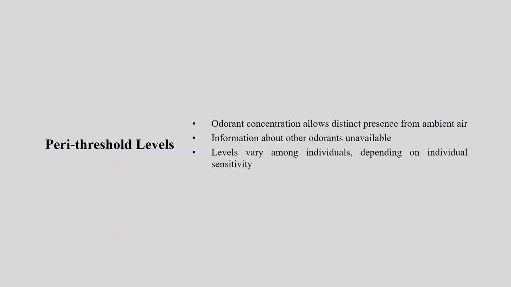Now, when we are talking about peri-threshold, that is the odorant concentration that allows a distinct presence to be detected from the ambient air. Information about other odorants is unavailable. Levels vary among individuals depending on individual sensitivity. It is not the same for everyone. I may be very sensitive to a particular fragrance, however my colleague may not be sensitive towards that fragrance. So, if that fragrance is present, that may not affect him or her, but it may affect me. So, how these things are taken care of, you should know beforehand, before you set up the workplace.